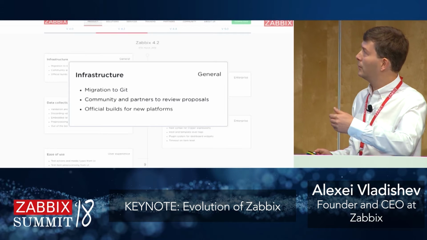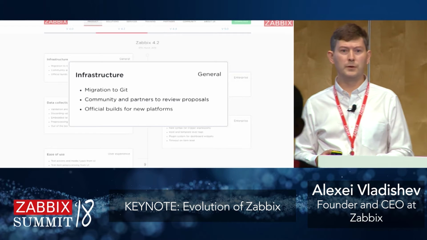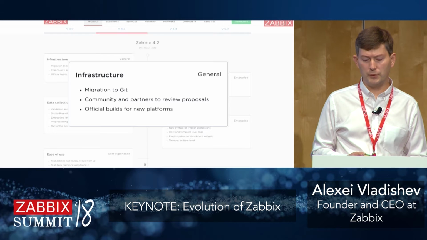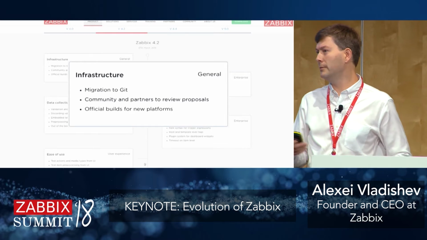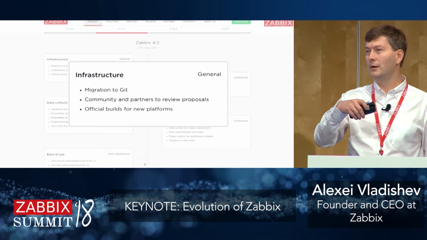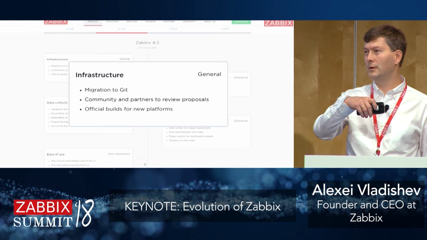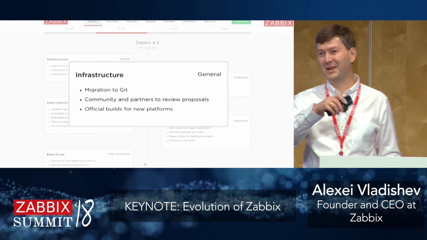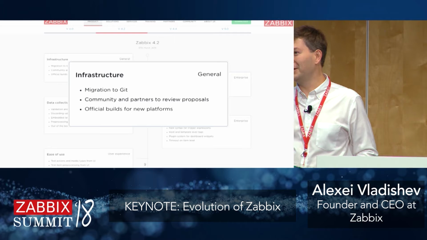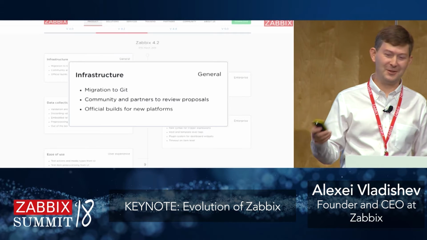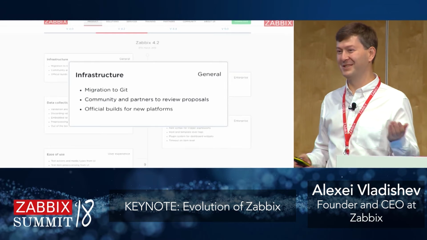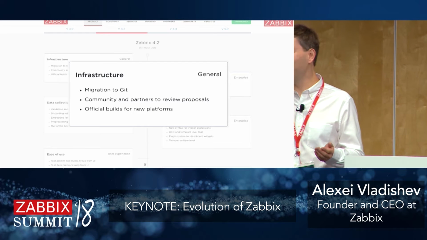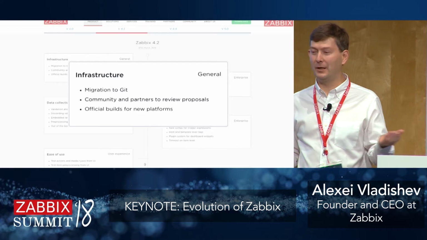So now let's have a look at 4.2. I will go quickly through the features we plan to implement in 4.2. Well, migration to Git. Yeah, so finally we have to do it. I remember this time when we used CVS. Then at some point we migrated to Subversion. Now it's time, finally, okay, we give up. We have to migrate to Git.